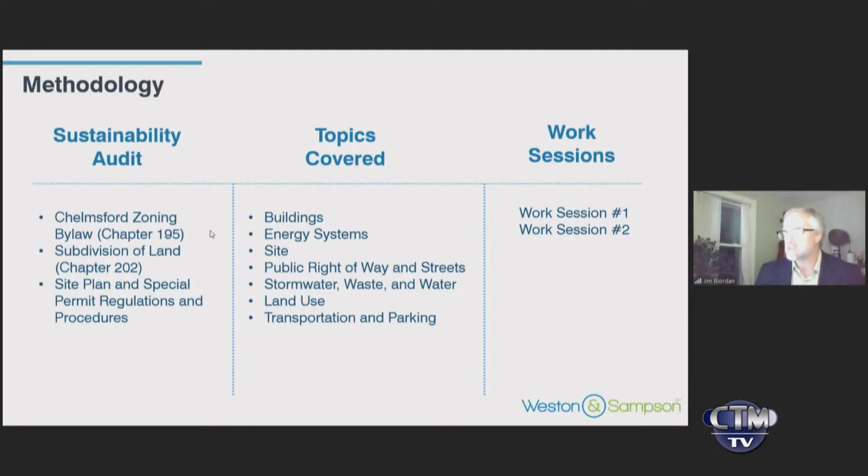Public right-of-way and streets. Then we also looked at stormwater, wastewater, and water supply, how you set those up to become more efficient and to provide better treatment where appropriate. Land use, and then transportation and parking. As I'm sure you all know, transportation has a very significant carbon footprint that goes along with it. So making sure that transportation and parking are efficient, especially given the amount of impervious surface associated with them, is very important as well. We looked at the results of the sustainability audit over the course of the first 2 work sessions, and then, as I mentioned, the 3rd work session really focused on the action plan and key action items going forward.